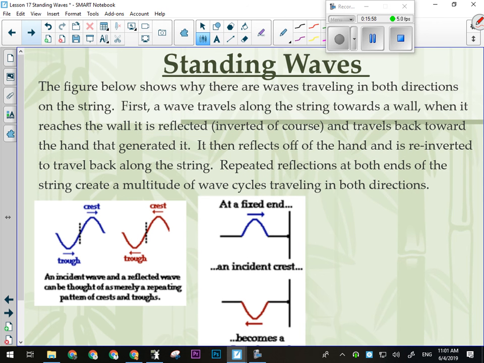And so that's what I just talked about there. If we approach a fixed end, we get an inverted reflection coming back to us. Now, that keeps happening over and over again.